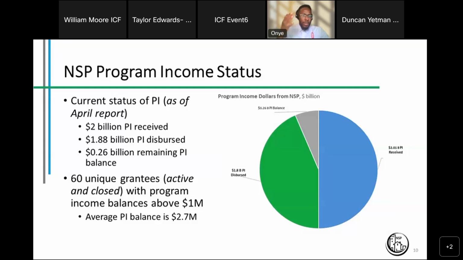So to kick things off, this slide here, talking about the program income status, the data here is as of the April end report. As you can see on the pie chart here, cumulatively across NSP 1, 2, and 3, we had $2 billion of program income that was received. Of that, we've had about 1.88 billion program income dispersed, and roughly about 260 million still remaining as the PI balance. So clearly, a lot of PI out there that's still being managed. Something that we want to talk through again today is, for those of you on the call who do have program income, how do we intend to handle that? And like I said, hopefully today's session really provides you with the tools to do so.